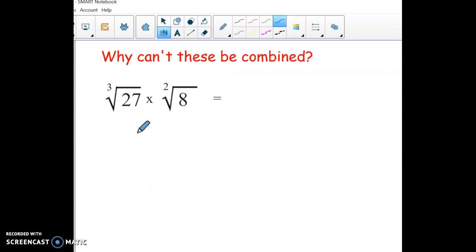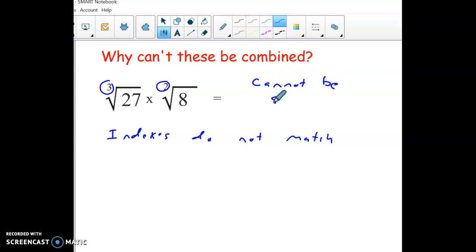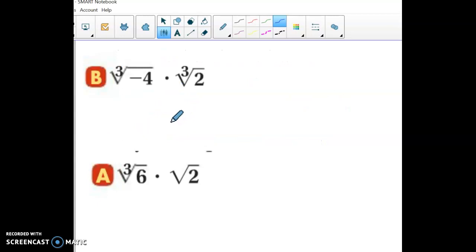Okay, so in homework there'll be a few that can't be combined. See if you can figure out why we can't combine these two radicals. Okay, and the answer is the indexes do not match. So just write something like cannot be simplified or combined, however you want to write it. All right, here's a couple examples for you to try, where we're multiplying, so we're smashing them together and then simplifying from there.